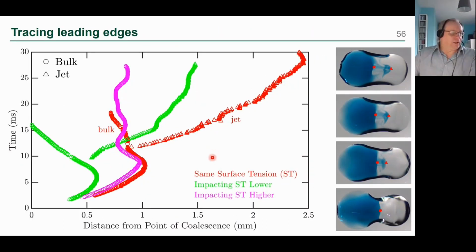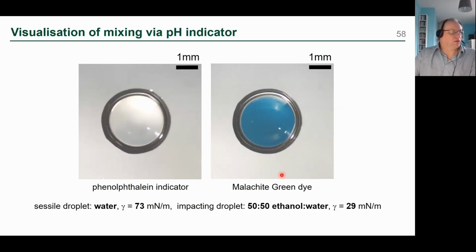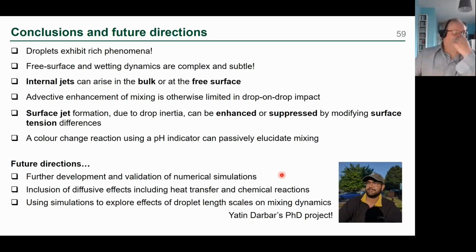And Tom did various analysis on that. So this was the mechanism by which it happens. It's a capillary wave, which as the droplet spreads, it forms a ridge here, which then propels itself along the interface and up the second droplet, and then sort of breaks at this point to create this jet which goes into the original droplet. I'll skip over that. Tom hasn't published that bit yet.